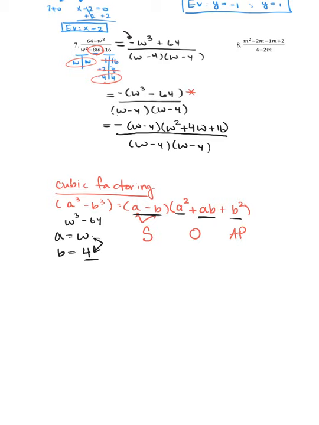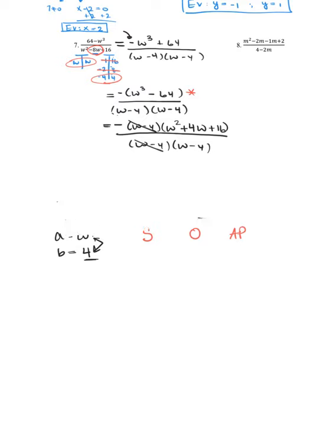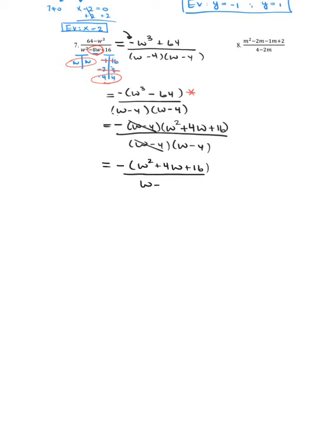Okay, and then I can reduce it. So the w minus 4s cancel, doesn't matter which one I cancel it with, so I'm just going to cancel it with that front one. And then let me give myself just a little bit of space here. Otherwise I'm not going to have room. Okay, so I'm left with that negative on top, and then the trinomial, and then a w minus 4 on the bottom.